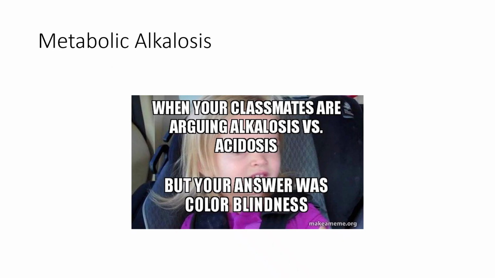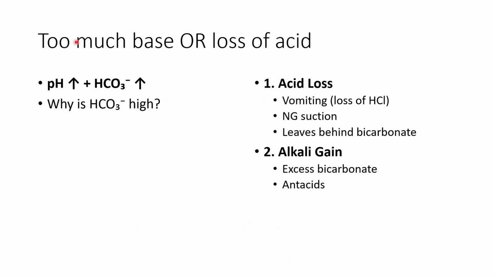Now we will study metabolic alkalosis. If it is alkalosis, that means the pH is high. Metabolic means there is an issue with bicarb. The increase in bicarb will lead to alkalosis. So the question is, why is bicarb high? It can either be due to a loss of acid, such as vomiting, leading to loss of HCl, or suction by NG tube, which leaves behind bicarb, or gain of alkali, like antacids or excess bicarbonate infusion or some other source.